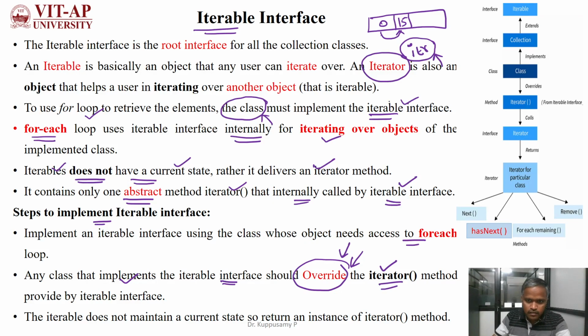But when you are using the Iterator interface, there is no need to define this method manually inside the Java program. And the Iterable does not maintain current state, as we have seen in the general specification of the Iterable interface.